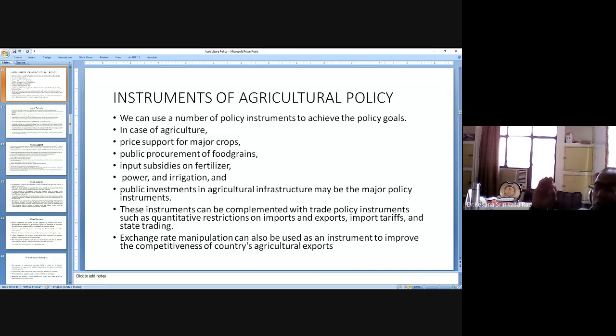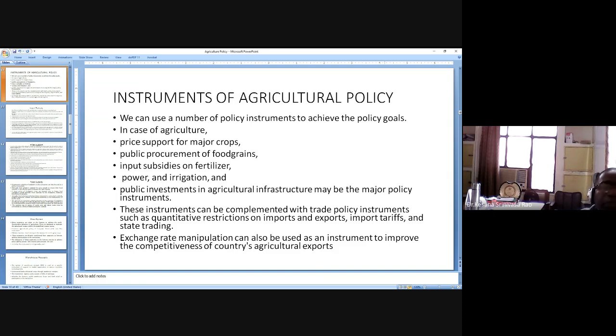So this public procurement of food grains can be distributed in those places and try to balance the livelihood of each and every household, those who are living in that country. Okay, so that is also one of the most important things which the government is doing.